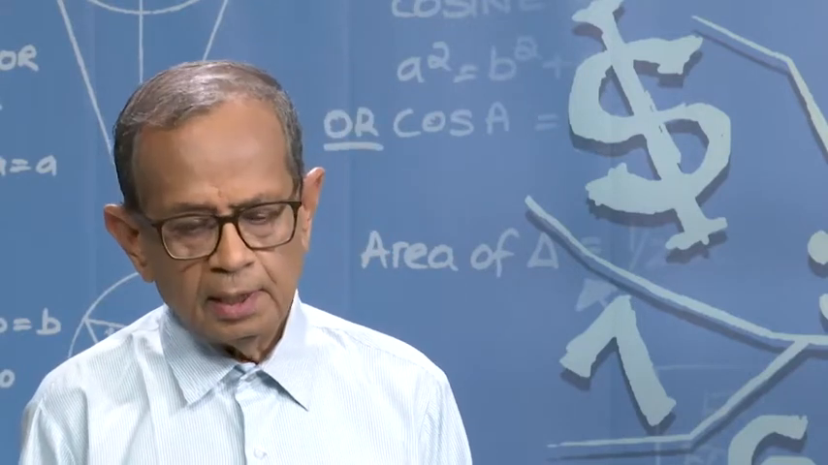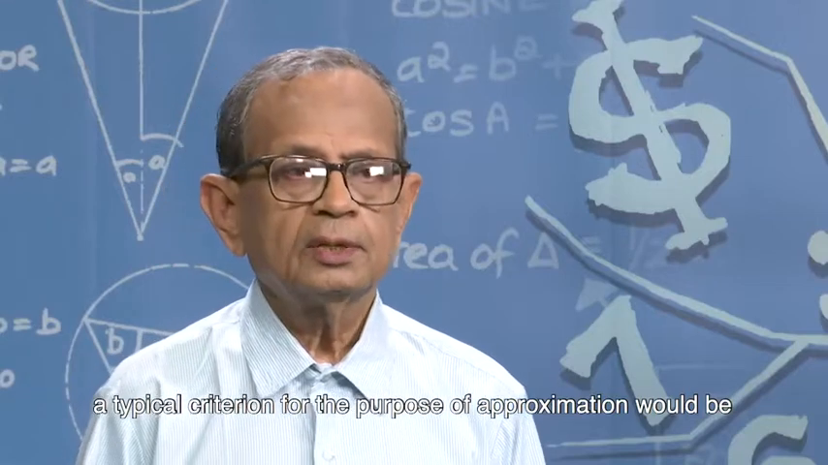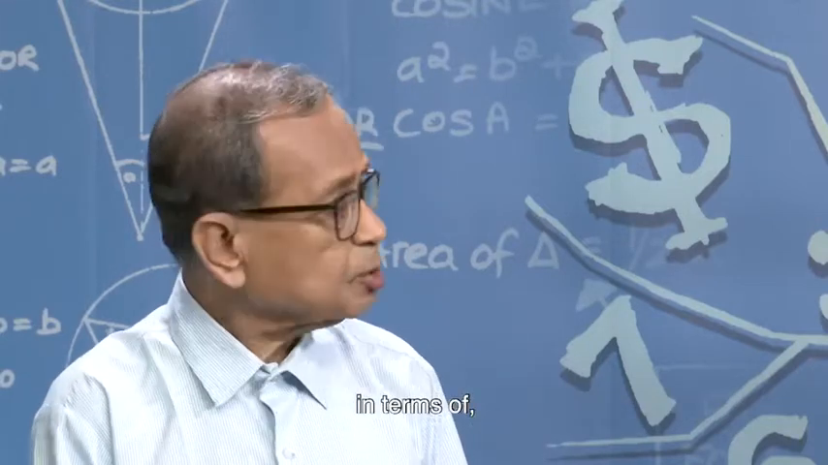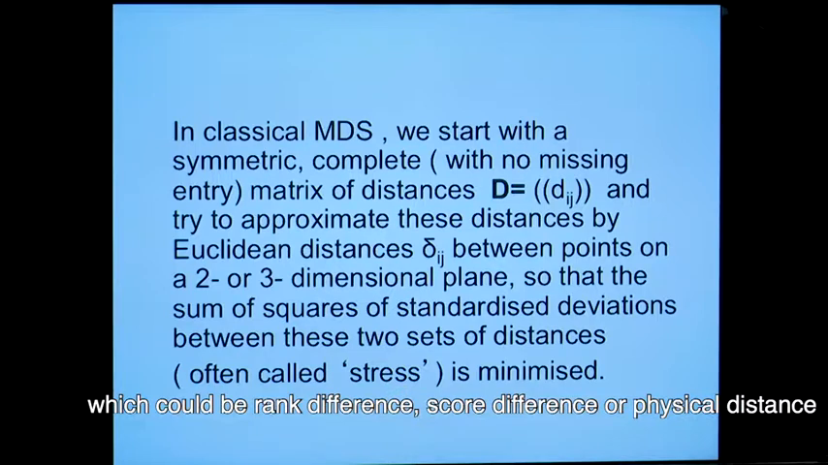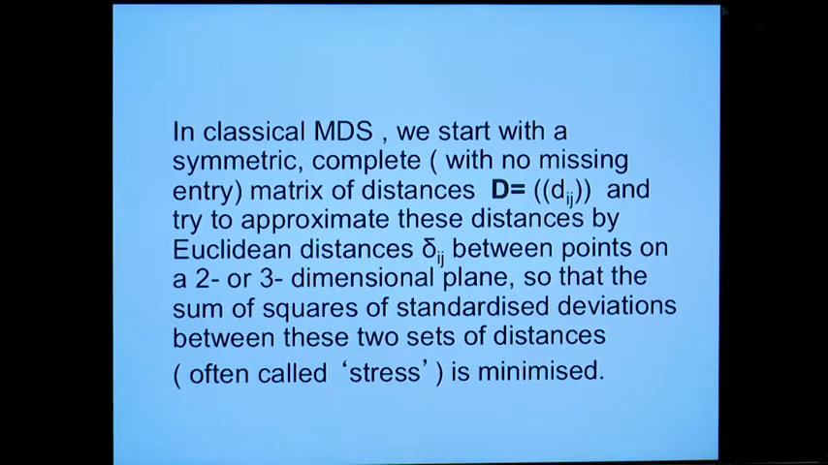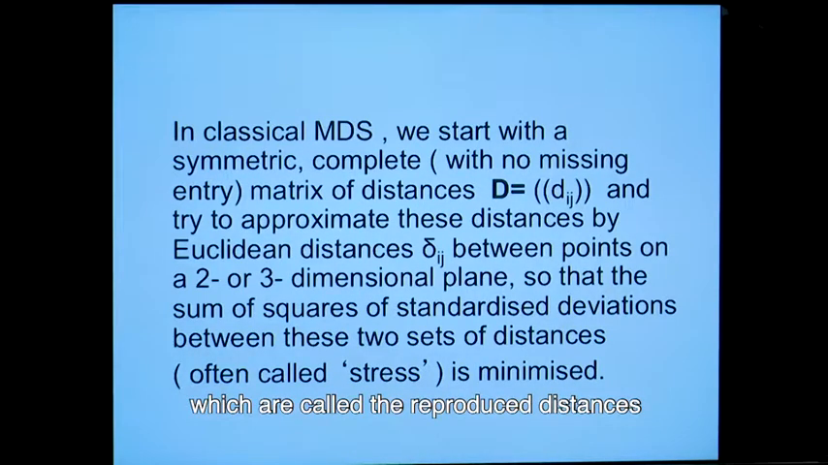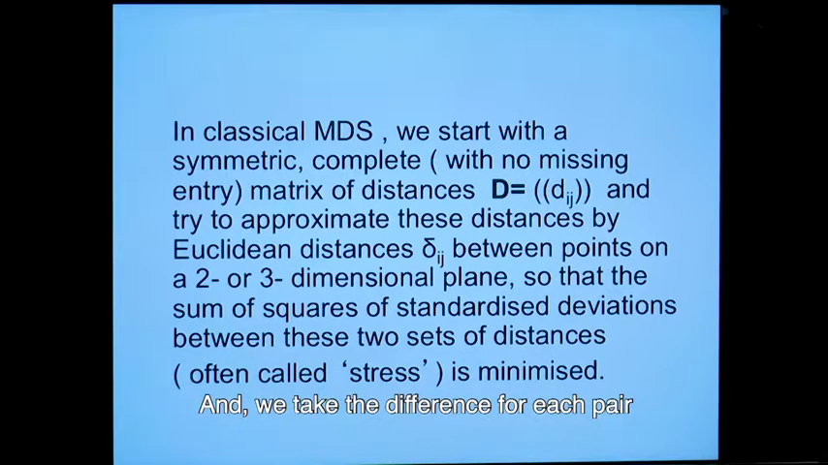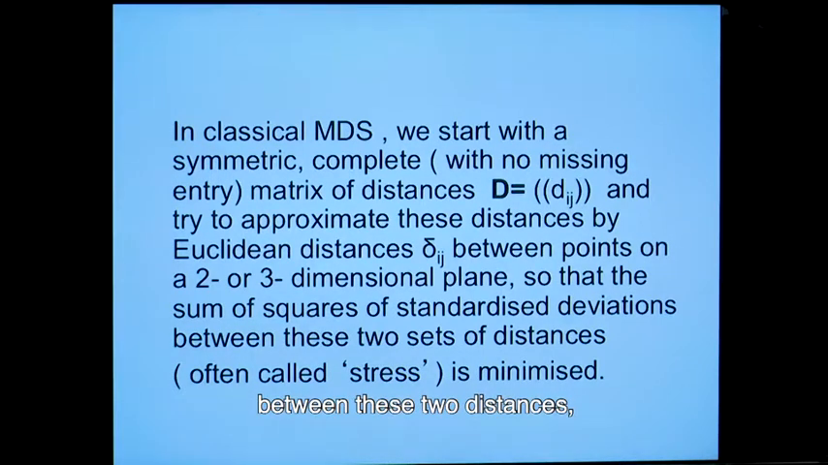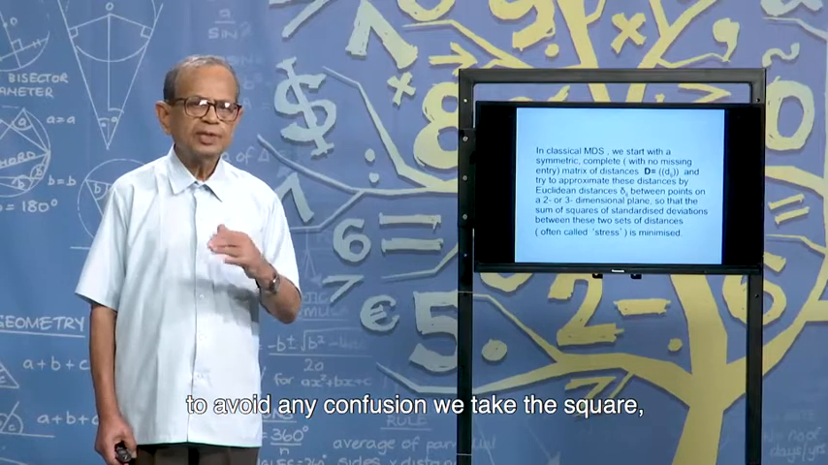Therefore, a typical criterion for approximation would be this: we have the original distance matrix capital D, which could be rank difference, score difference, or physical distance. And we have another matrix of distances, called the reproduced distances, obtained by representing the objects or individuals as points on a two-dimensional plane or in a three-dimensional space. We take the difference for each pair between these two distances. The difference could be negative or positive, so to avoid any confusion, we take the square.